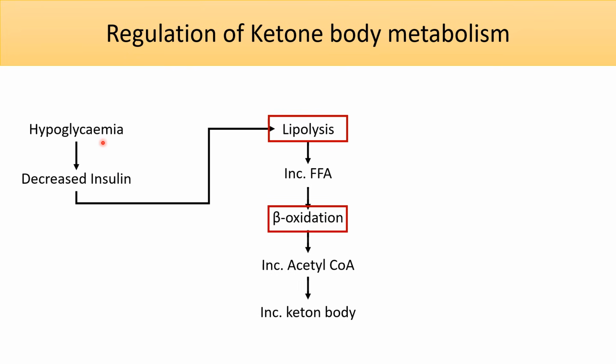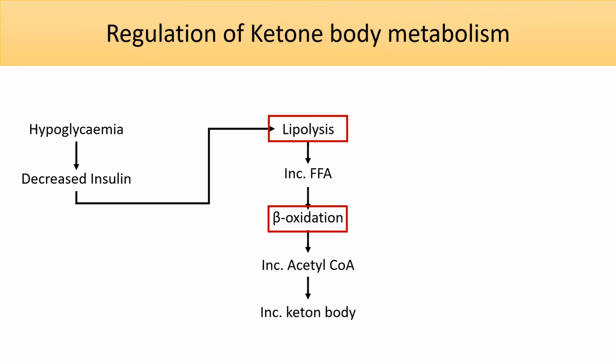That is, during hypoglycemia, there will be reduced production of the hypoglycemic hormone, that is insulin. Normally insulin will inhibit lipolysis and beta oxidation. Since insulin concentration is reduced, the inhibitory effect of insulin over lipolysis and beta oxidation is reduced. Because of that, lipolysis is increased and beta oxidation is increased, which results in increased production of ketone bodies. As well, during hypoglycemia there will be increased production of the hyperglycemic hormone. When hyperglycemic hormone production is increased, that will stimulate lipolysis and beta oxidation, resulting in increased production of ketone bodies.